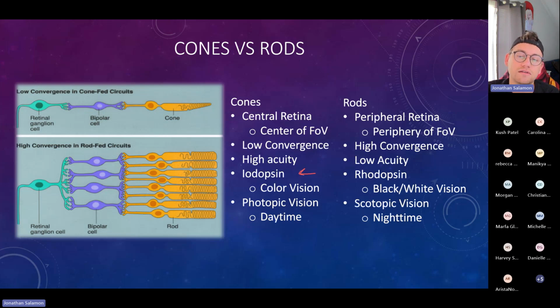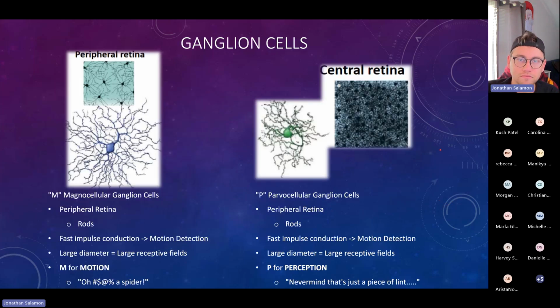Cones use iodopsin. This is responsible for your color vision. Rods use rhodopsin, which is responsible for black and white vision. Also referred to as daytime and nighttime vision, photopic and scotopic vision. Photopic vision is during the daytime. When you have light, you see with photopic vision. I don't think that should be hard to internalize. And then scotopic vision is named after the deactivated form of rhodopsin, right?